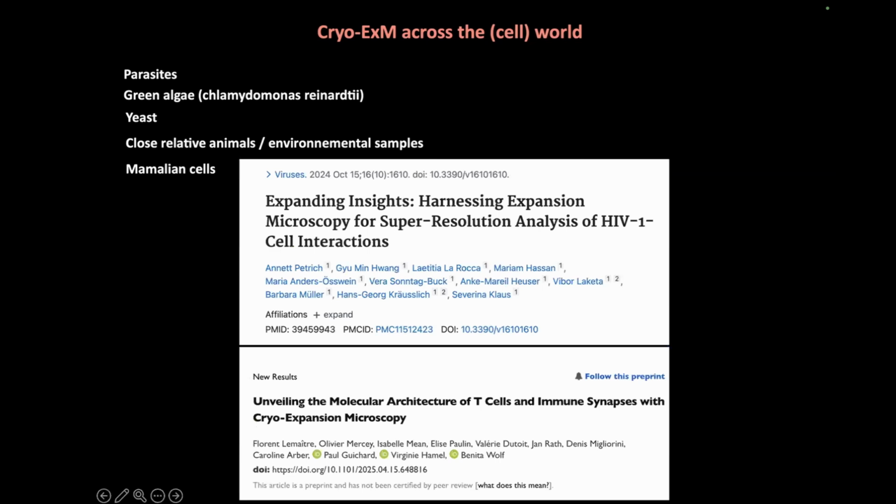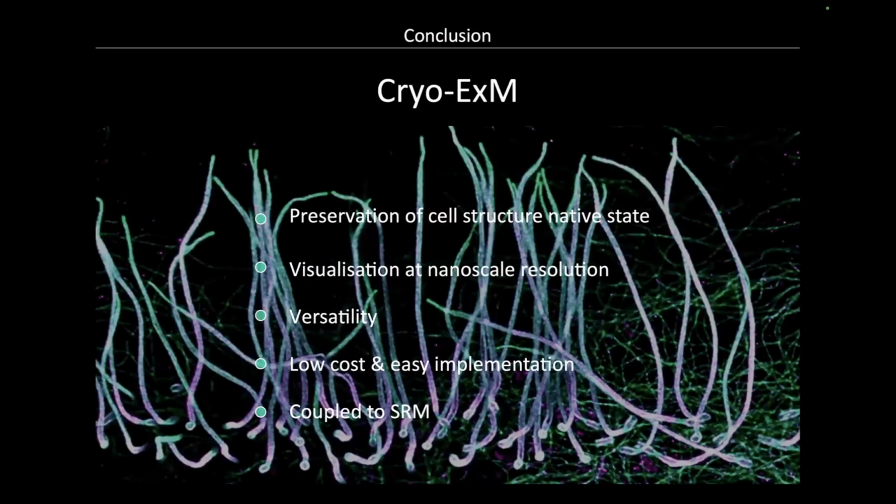And finally, just two very recent examples of use of this method in mammalian cells to look at HIV infection, and recently on the organization of immune cells. With this, I think I'm going to finish. I may be a little bit over time. So yeah, I just showed that you can preserve the cell structure in its native state, allowing for visual nanoscale localization, that it's quite versatile. It's still low cost and easy to implement because it's expansion, and you can even couple it to super resolution.